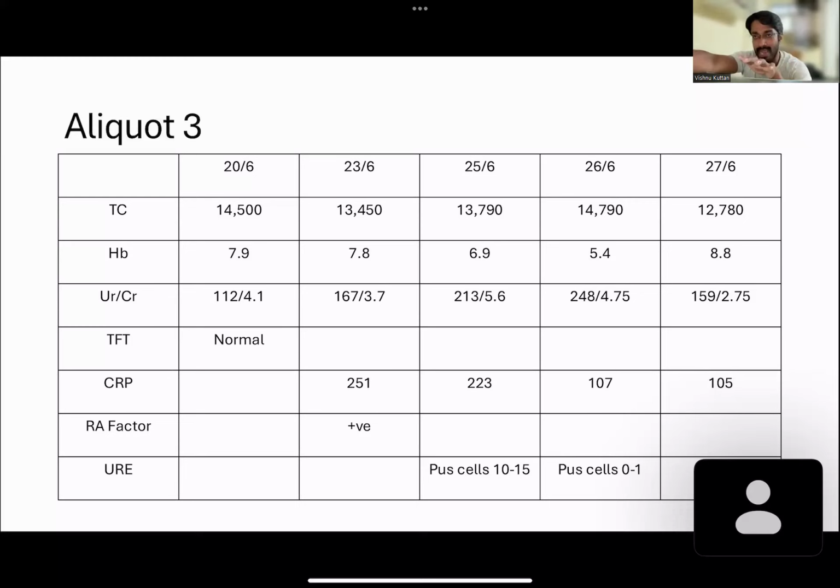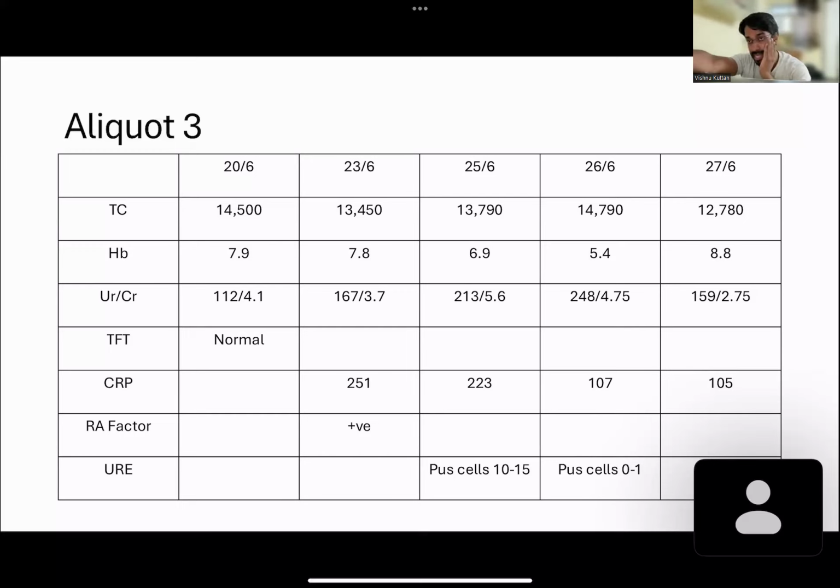You can see that his creatinine derangement increased over time. But from 26 to 27, it decreased abruptly because he received a session of hemodialysis at that point of time. I think they might have transfused him PRBC also at that time, which caused the hemoglobin to be 8.8. Some baseline thyroid function test was done, which is normal.